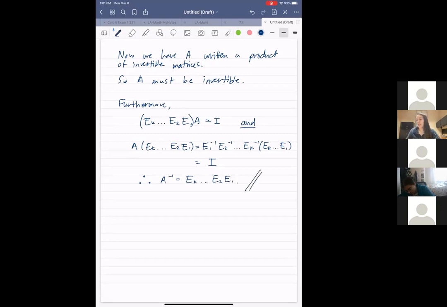Okay, so not only is A invertible, we can write down what the inverse is. We get it by just multiplying together all of the elementary matrices that row reduce A to the identity, right? And so this actually shows us why this method works of finding inverses.